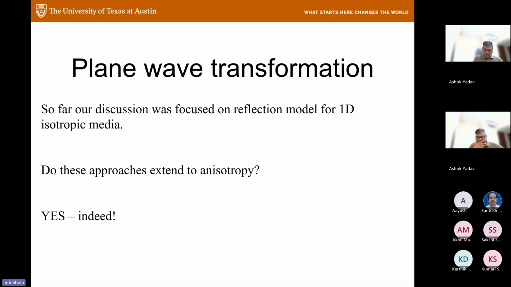I remember many years ago, I was giving a talk on tau-p transform, and one person from the audience said that it does not apply to an anisotropic medium, which is completely wrong. It does apply. In fact, it is even more useful in anisotropic medium than in isotropic medium, because in anisotropic medium the velocities depend on P, the ray parameter, or the angle. So for anisotropic analysis, tau-p is even more important.